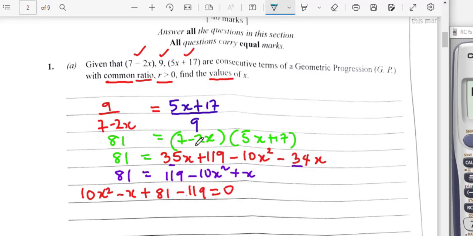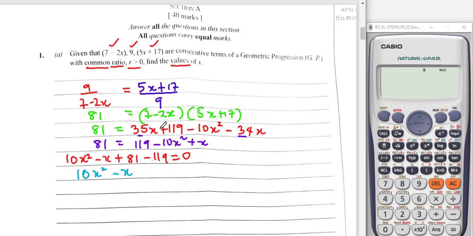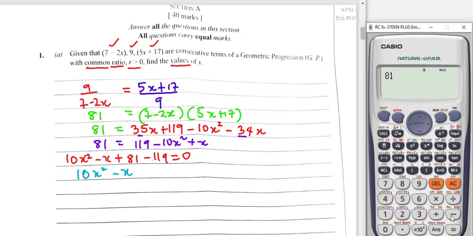Okay, so I have 10x squared, minus x, then I have 81 minus 119. I can type a little bit on my calculator here. 81 minus 119. Okay, let me see what I get. Oh, negative 38. So I can put negative 38 here equals 0. And I have a very beautiful quadratic equation. I'm going to solve this.